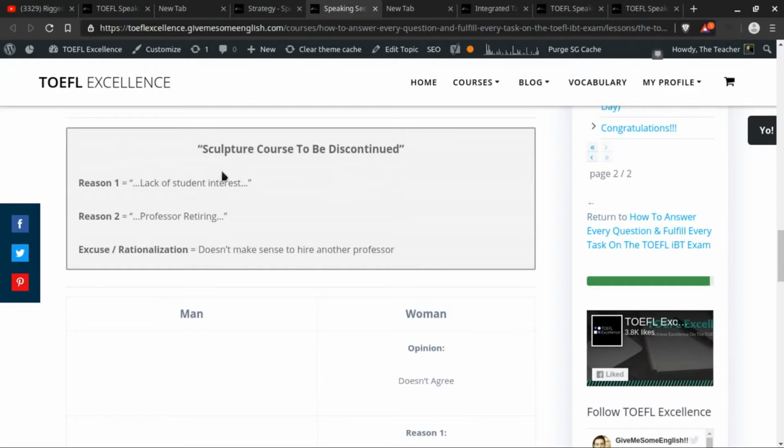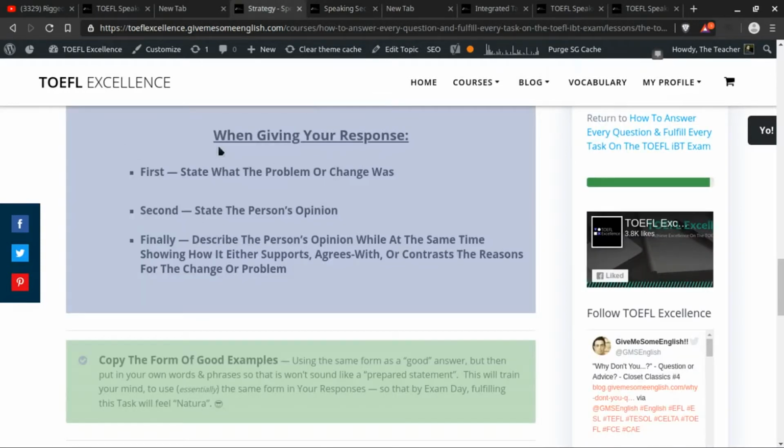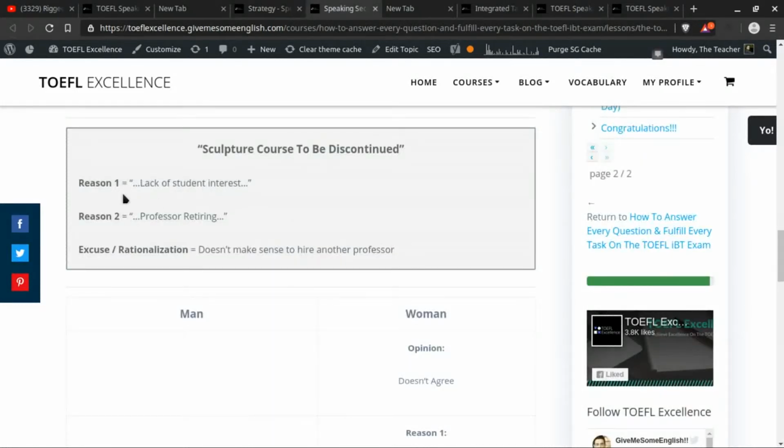So you notice that the example fits right in with the strategy here. First, state the problem or the change. You probably also maybe want to give a brief description of their reasons. As I mentioned, it's really just one sentence. They said that it's because they have a lack of student interest and their only professor is retiring. Okay, that only takes a few seconds.